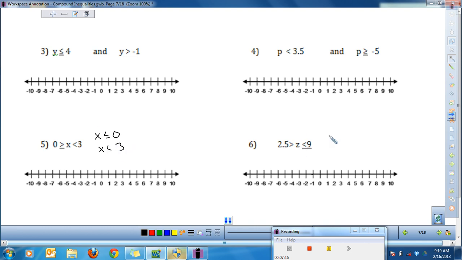This one is going to say z is less than 2.5. This one says z is less than or equal to 9. So in order to graph these ones, separate them out. Go ahead and pause the video and try these 4 practice problems.